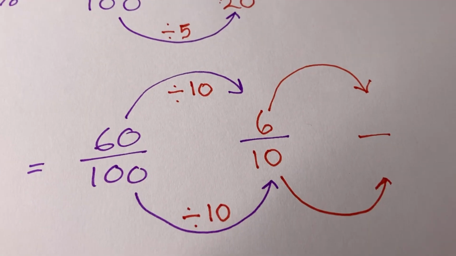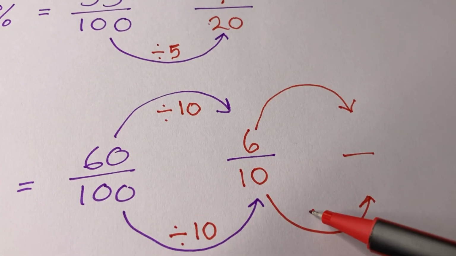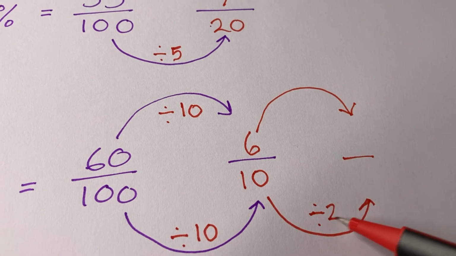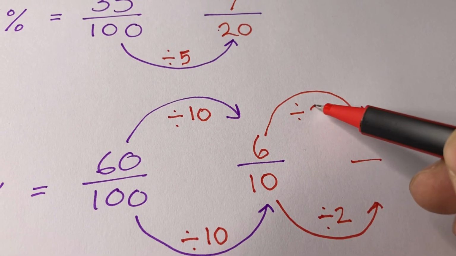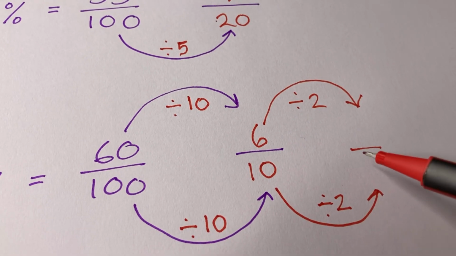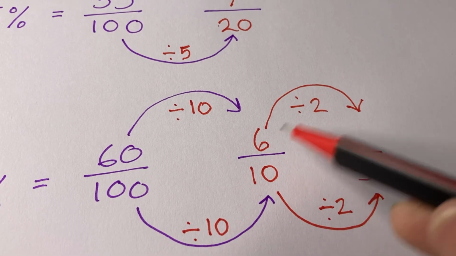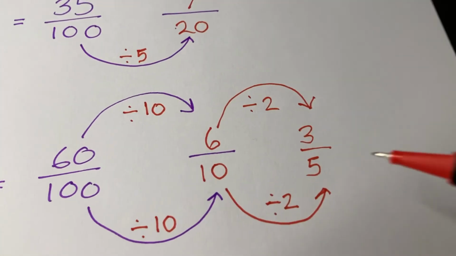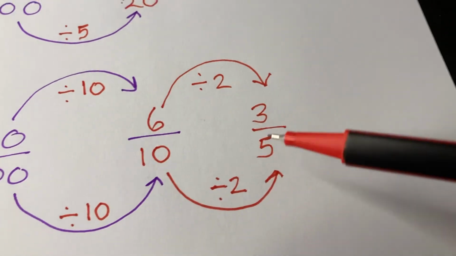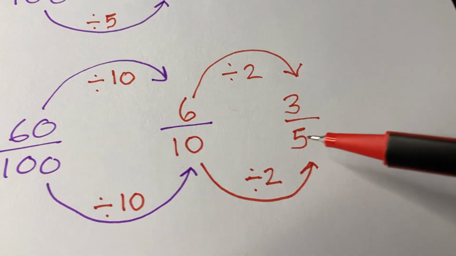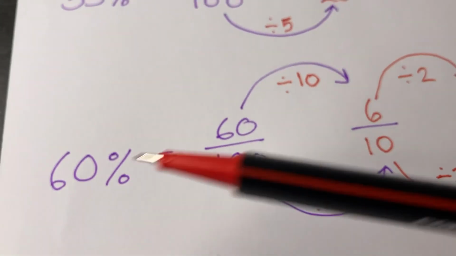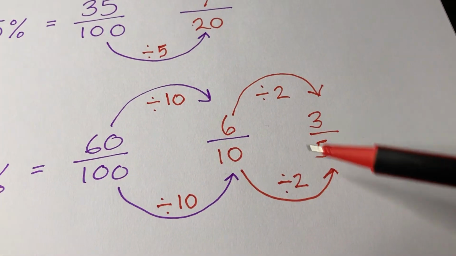They are even numbers. So what can I divide them by? Well done. Divide them by 2. If I divide 10 by 2, I get 5. And if I divide 6 by 2, I get 3. Now, that's our simplified version. I can't simplify that anymore. So I've got 3/5. So actually 60% is the same as 3/5.